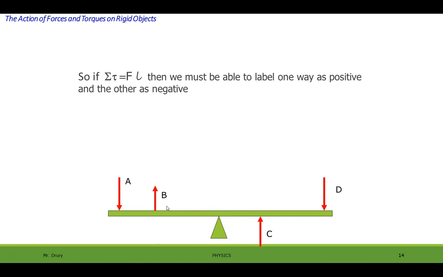So if you have clockwise and counterclockwise torques and we had to add them all together, we have to have some way of determining which one's positive and which one's negative. We normally count clockwise as being negative, while counterclockwise is positive. So both A and C would have a positive torque, while B and D would have a negative torque.